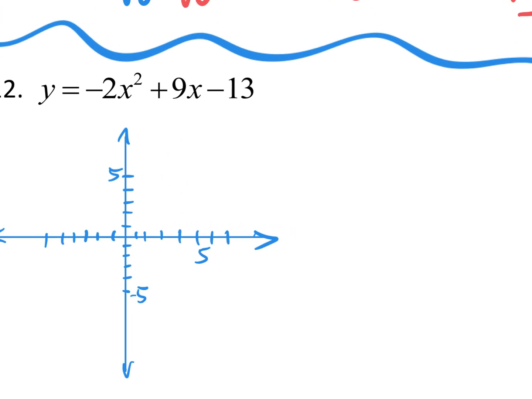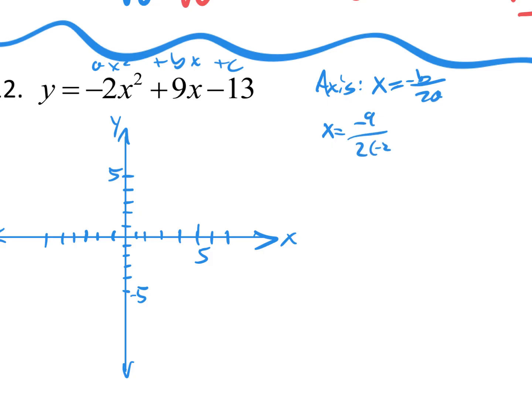All right, so let's go ahead and find our axis first. You always want to find our axis. x equals -b over 2a. That's the first thing you want to find when you have a standard form. Again, this is in standard form, ax squared plus bx plus c. So we have x equals -9 over 2 times -2, which is negative 9 over negative 4, which is 9/4.